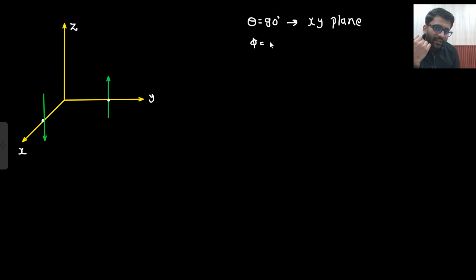And phi equals 0 degree. That means phi is 0 degree. Here phi is 0 degree, no? Because from here phi starts. If phi is equal to 0 degree, that means they are talking about the xz plane. So your point P is in the xz plane.